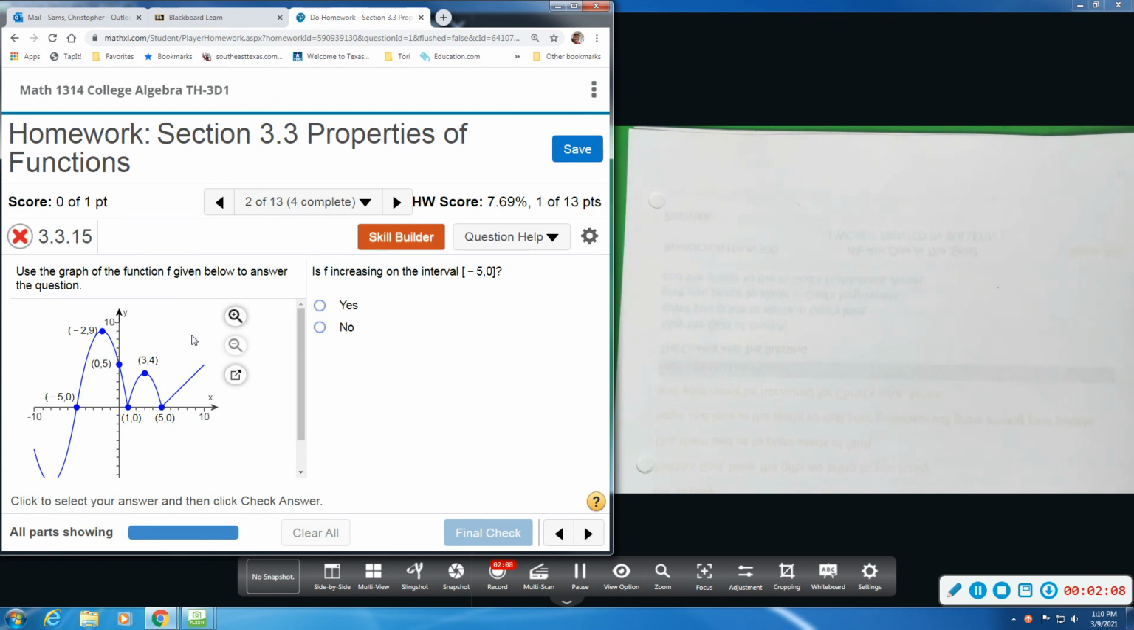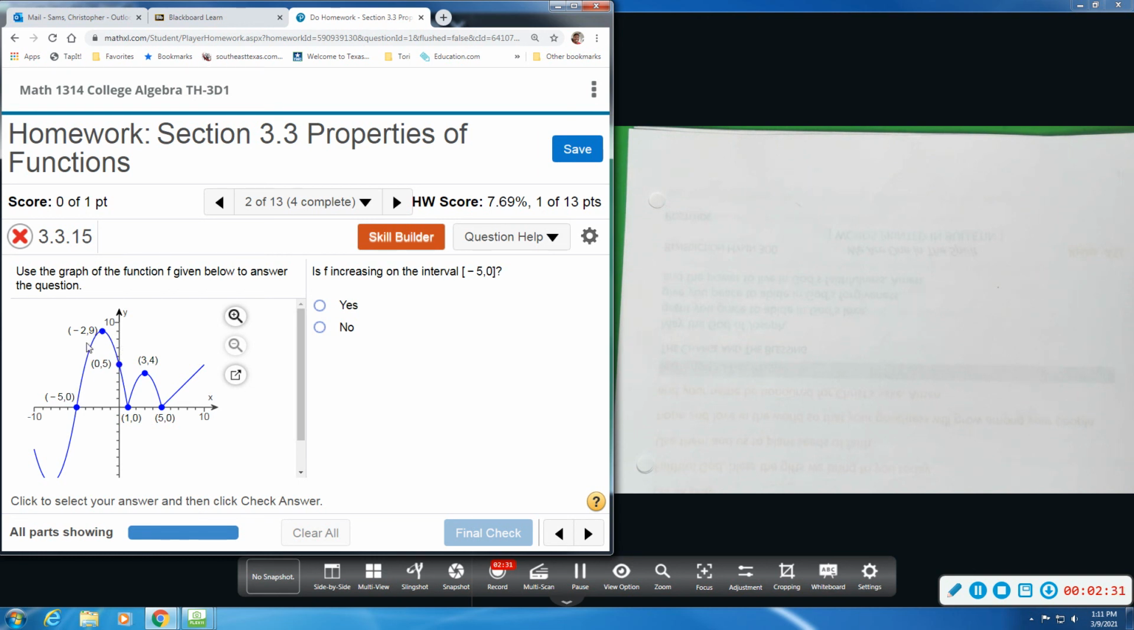So yes, this graph is increasing on the interval -5 to -2. Okay, number 2, we want to know, is f increasing on the interval -5 to 0? So we have a new graph. So -5, the x coordinate, and then we look at 0, another x coordinate, so right here. So this graph certainly starts increasing, but at some point it's decreasing.